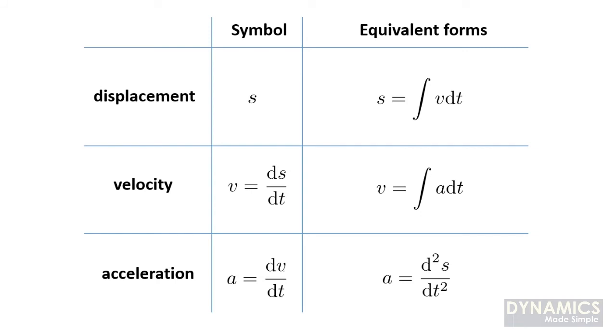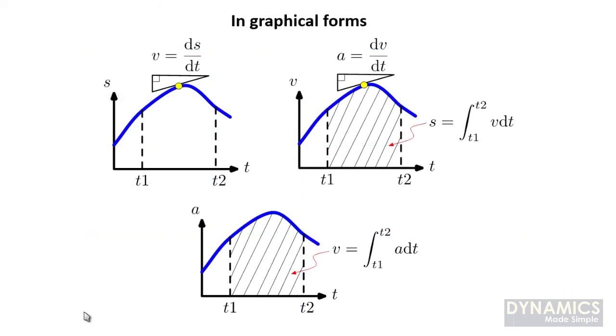Integration is the inverse of differentiation. Thus, displacement is obtained by integrating velocity with respect to time, while velocity is obtained by integrating acceleration with respect to time. The relationships between displacement, velocity, and acceleration, which are given in the form of differentiation and integration equations, can be illustrated in graphical forms as well. Velocity is the slope of displacement versus time curve, while acceleration is the slope of velocity versus time curve. On the other hand, area under the velocity versus time curve will give the value of displacement within certain time period, while area under the acceleration versus time curve will give the value of velocity within certain time period.